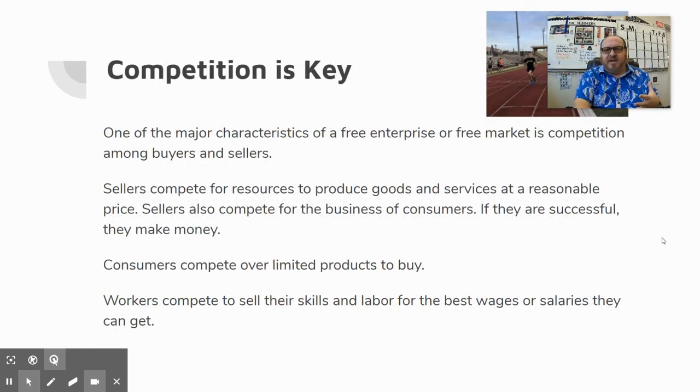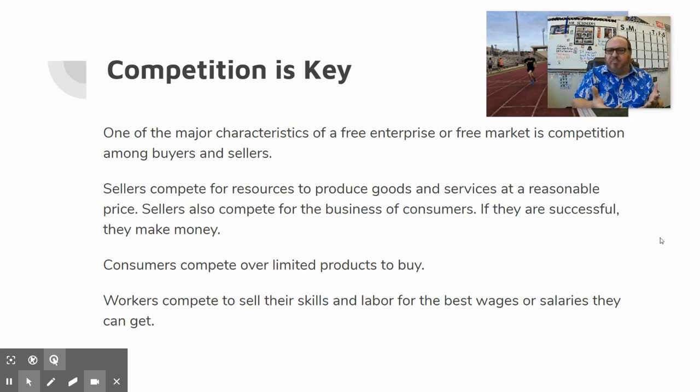Okay. Now, in capitalism, competition is key. You cannot have capitalism without competition. Competition means that you have buyers and sellers competing with each other for prices, for resources to produce the goods and services, for products themselves. Okay, so sellers compete for those resources to produce the goods and services. They also compete for consumers. They compete to see who can make the most money by selling the most goods to the most people. How many more people can they get on their side?